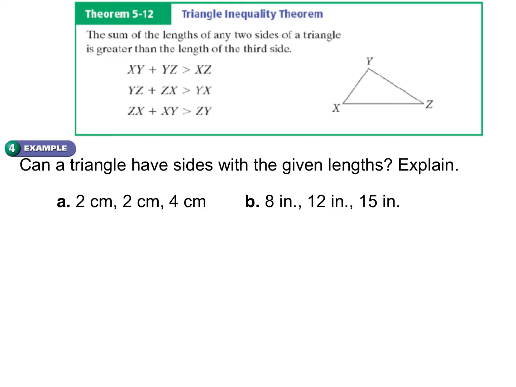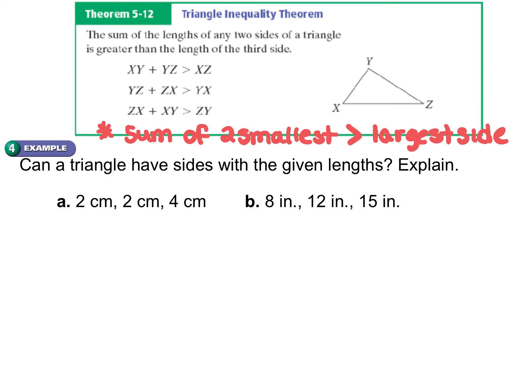Now, technically speaking, we have to check all three relationships as listed here. However, we can intuitively make our lives easier by just checking that the sum of the two smallest is greater than the largest side.